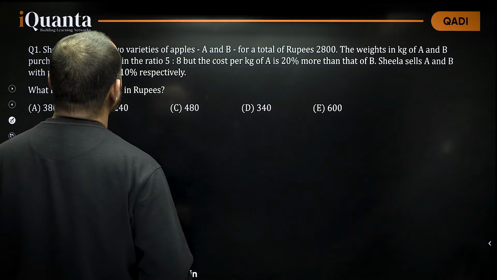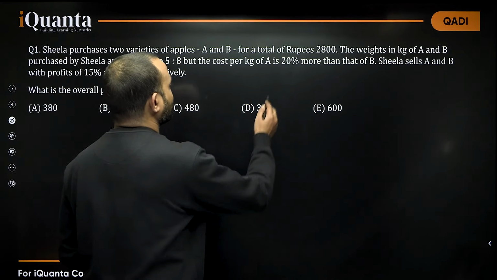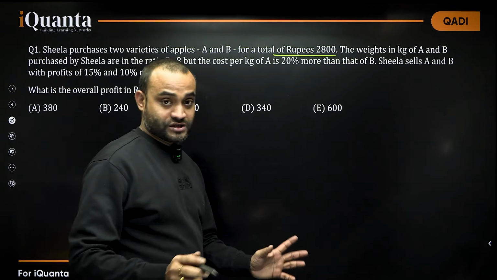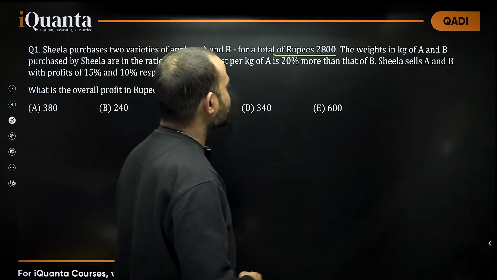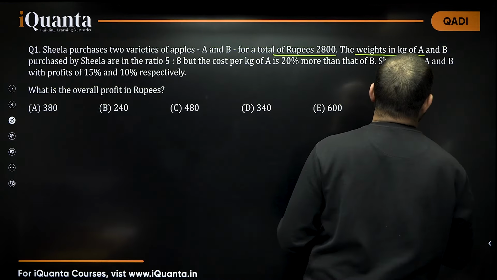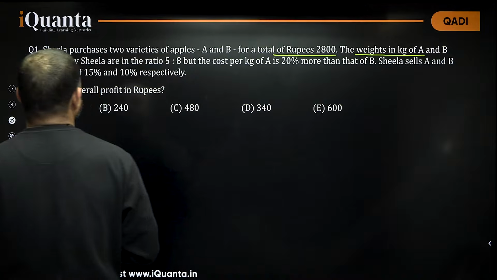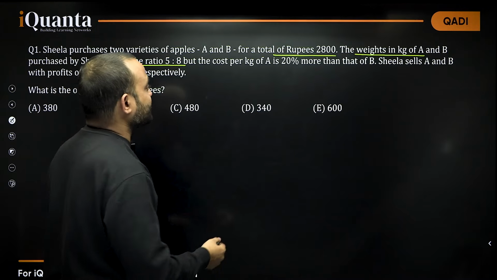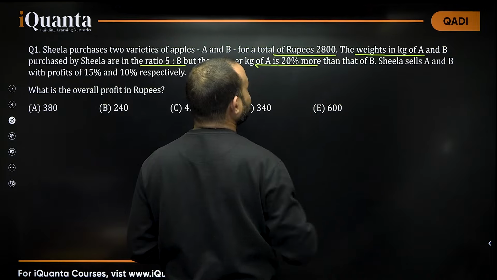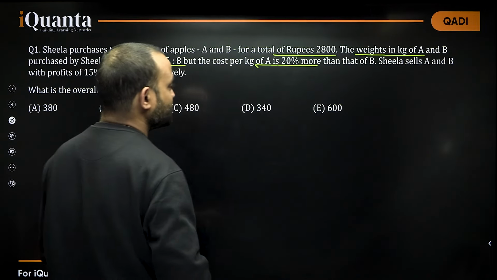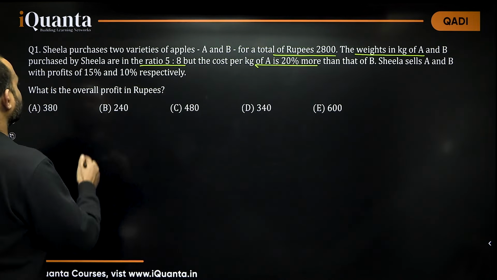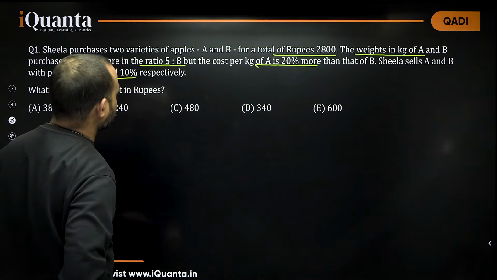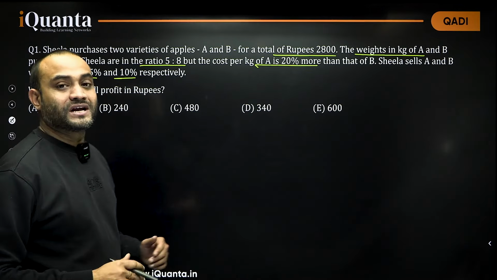Sheila purchases two varieties of apples A and B for a total of 2800 rupees. Total cost price is 2800 rupees. The weights in kgs of A and B purchased by Sheila are in the ratio 5:8, but the cost per kg of A is 20% more than that of B. Sheila sells A and B with profits 15% and 10% respectively. What is the overall profit in rupees?